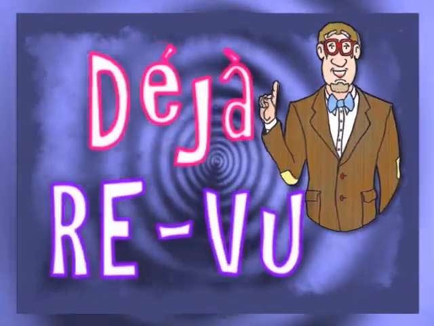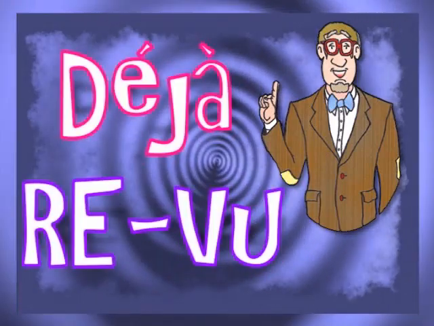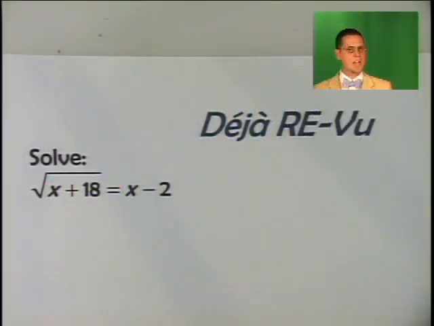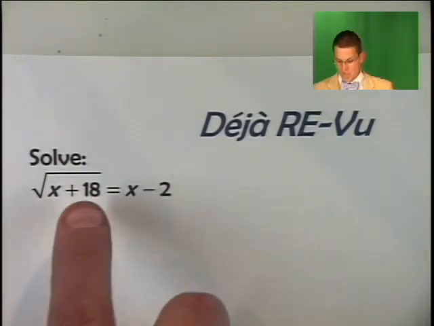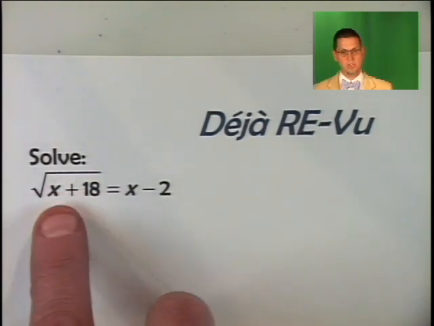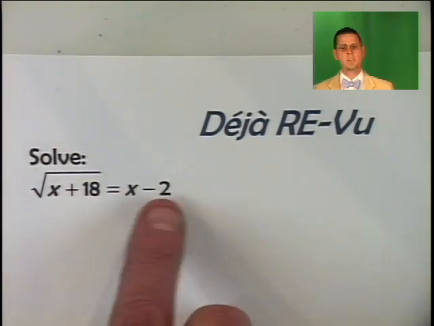Now it's time for Deja Review. All right, for Deja Review, I'm going to review some of the skills we just looked at, but I'm going to look at it in the context of what's called a radical equation. Here we have a radical equation. It's the square root function, square root of x plus 18, and it's equaling x minus 2.